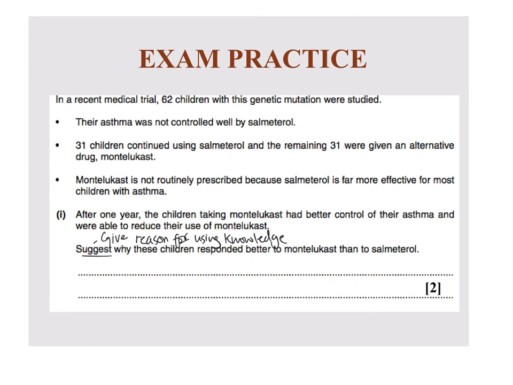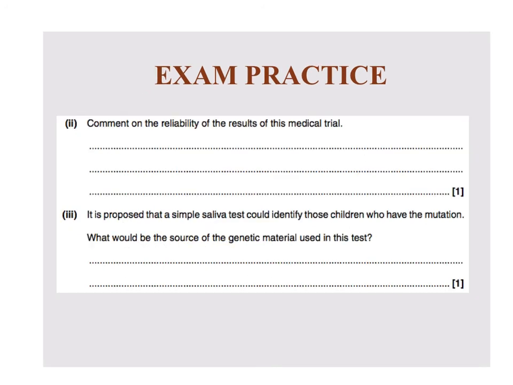After 1 year, the children taking montelukast had better control of their asthma and were able to reduce the use of salmeterol. Comment on the reliability of the results of the medical trial. So, reducing the use of that drug. Comment on the reliability of that result. And remember, reliability is to do with repeatability. It's to do with, are you going to get the same result over and over again? So that's 1 mark. It should take you about a minute and a half, hopefully.